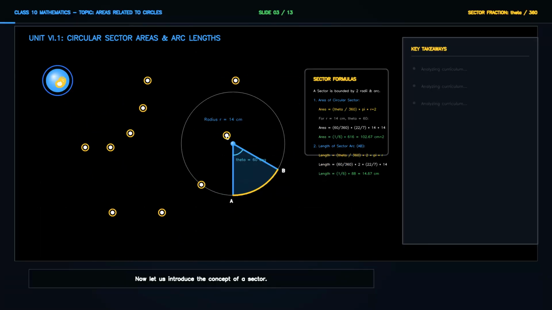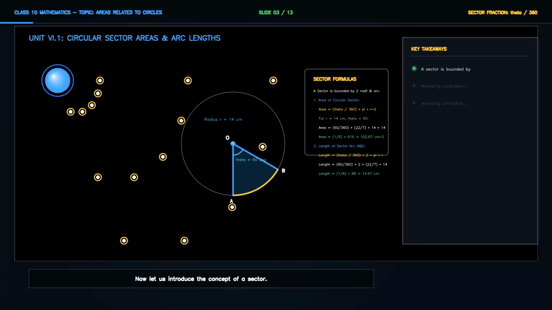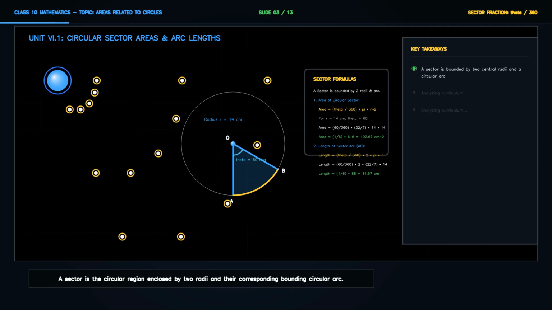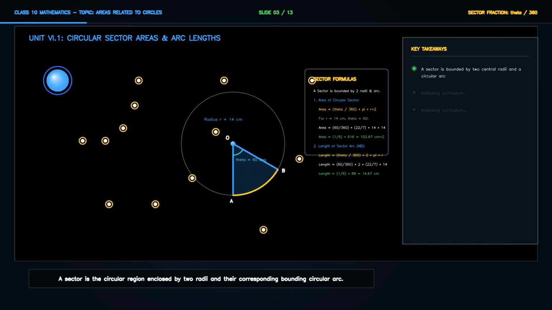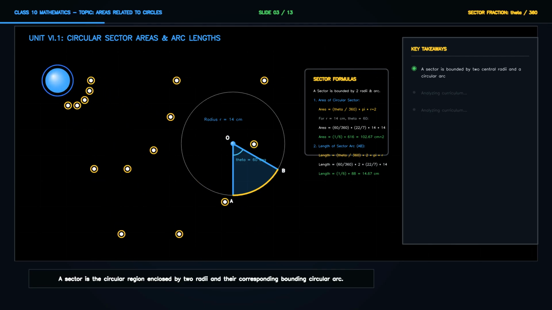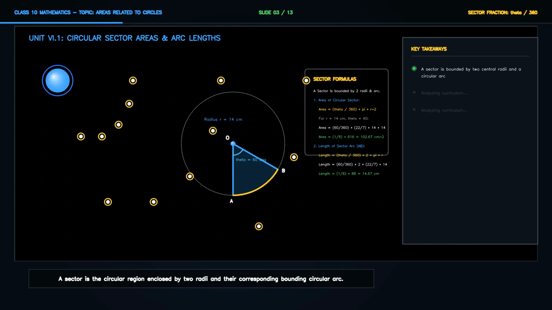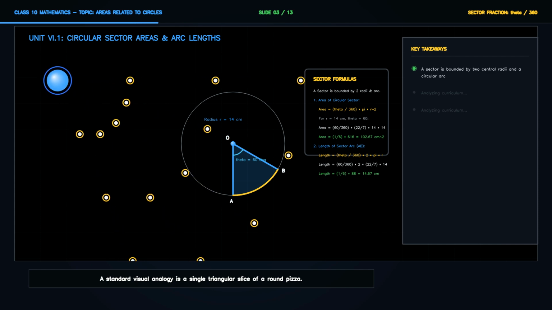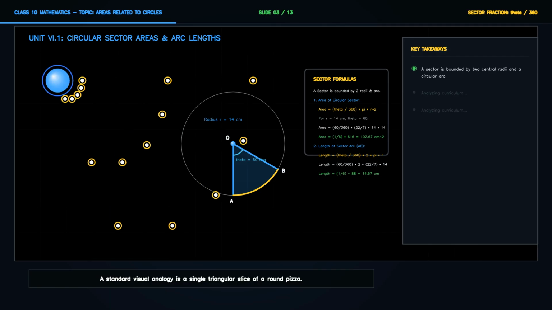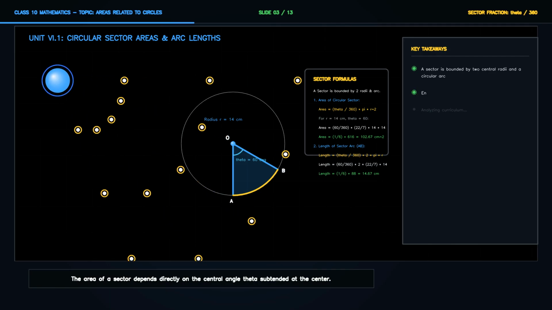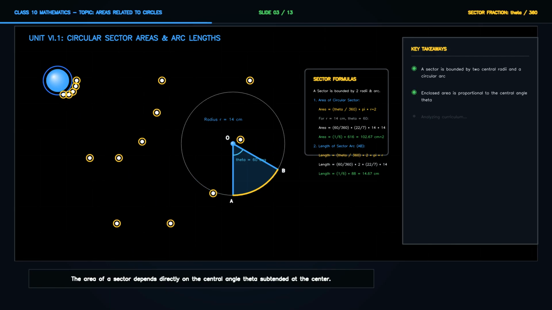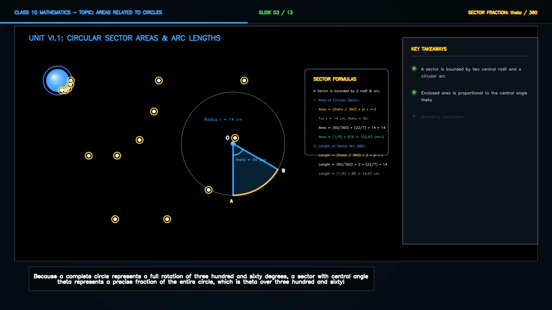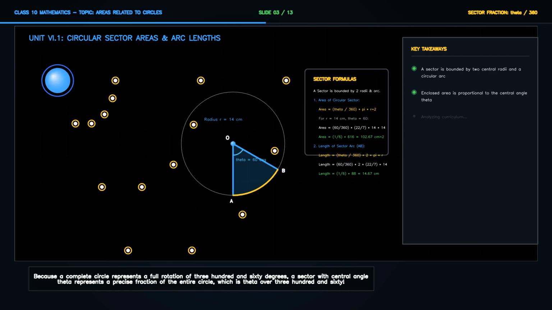Now let us introduce the concept of a sector. A sector is the circular region enclosed by two radii and their corresponding bounding circular arc. A standard visual analogy is a single triangular slice of a round pizza. The area of a sector depends directly on the central angle theta subtended at the center. Because a complete circle represents a full rotation of 360 degrees, a sector with central angle theta represents a precise fraction of the entire circle, which is theta over 360.